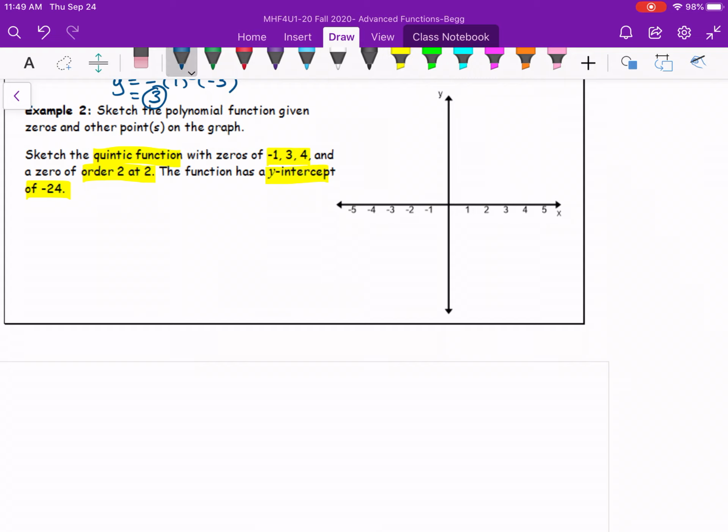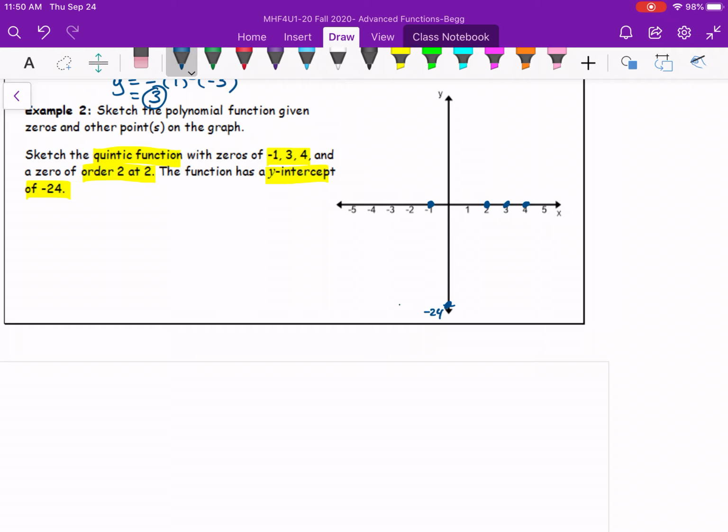So it's got zeros at negative 1, positive 3, positive 4, and also one at positive 2, but this one at positive 2 is a degree 2, so we know that it's going to turn back at that one. It has a y-intercept at negative 24, so again, let's just pretend this is negative 24 so I can make it fit on my graph. I've got these 5 points, and I have to make everything fit.